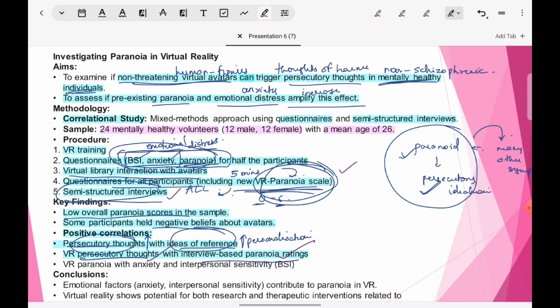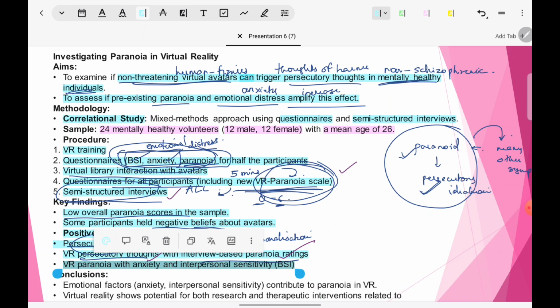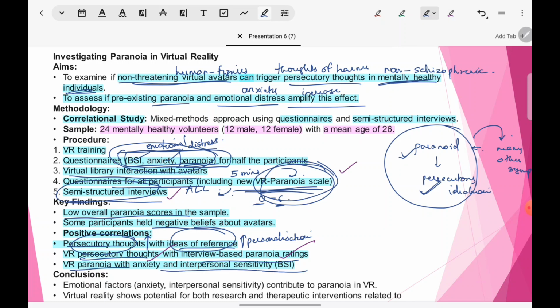Finally, VR paranoia, which just means VR persecutory thoughts, was also positively correlated with anxiety and interpersonal sensitivity, as expected by the researchers. So researchers believed that those who have general emotional distress, as we saw in the aims, who tend to be anxious, are the ones who will feel that the avatars want to harm them. And this was indeed the case, because both went hand in hand.